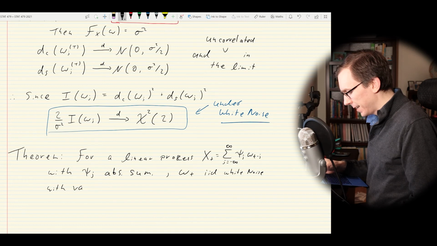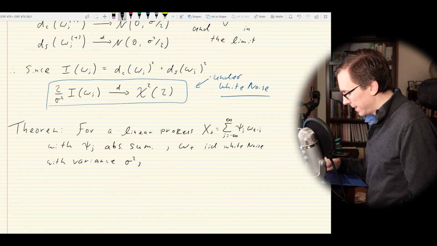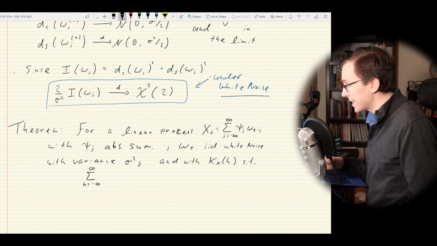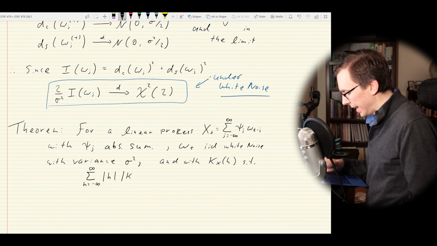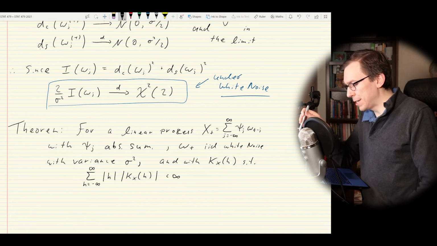With variance sigma squared and with autocovariance k_x(h) such that we have this stronger summability condition, which is the sum over h from minus infinity to plus infinity of absolute value of h times absolute value of k_x(h). So again, we need the autocovariance function to go to 0 fast enough to make this happen.